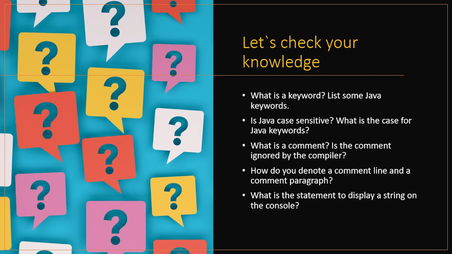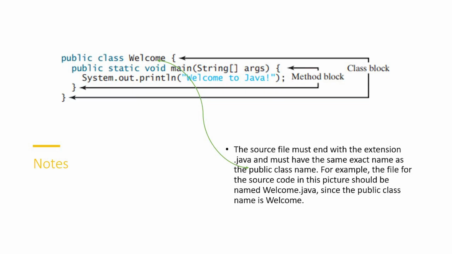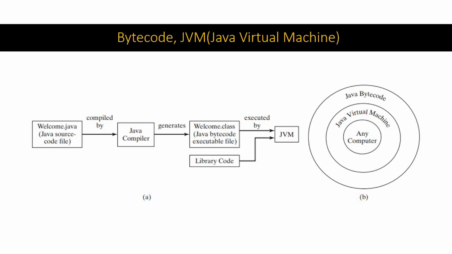Another note for you: the source file must end with the extension .java and must have the same exact name as the public class name. For example, the file for the source code in this picture should be named Welcome.java, since the public class name is Welcome. A Java compiler translates a Java source file into a Java bytecode file. The following command compiles Welcome.java.